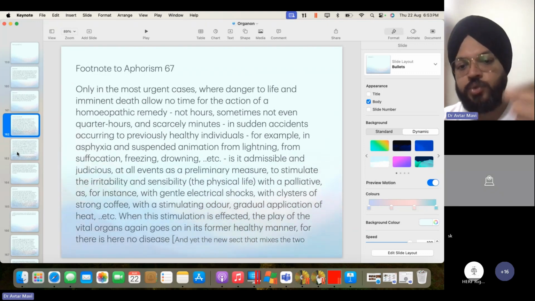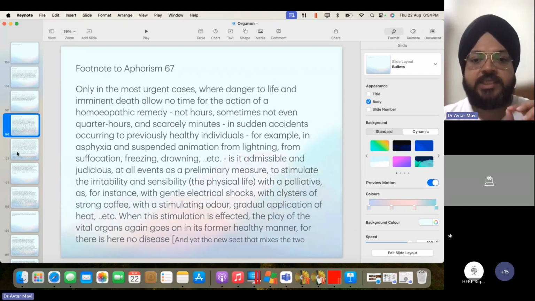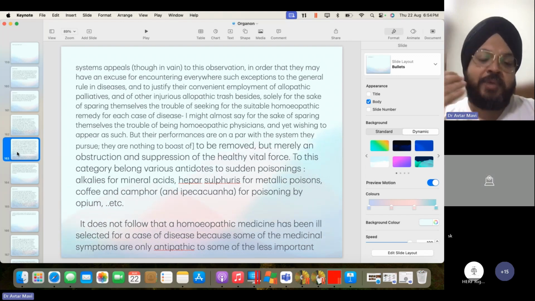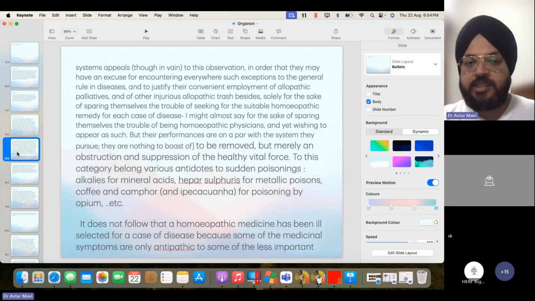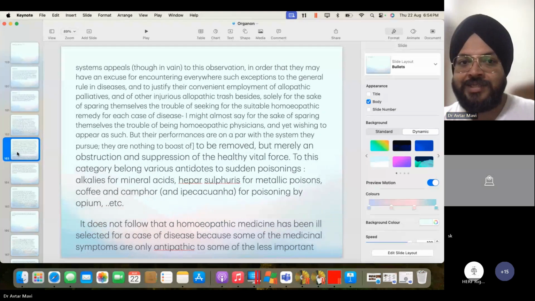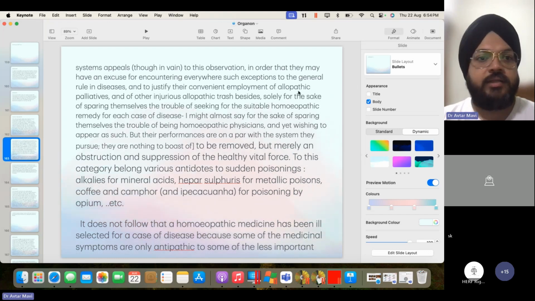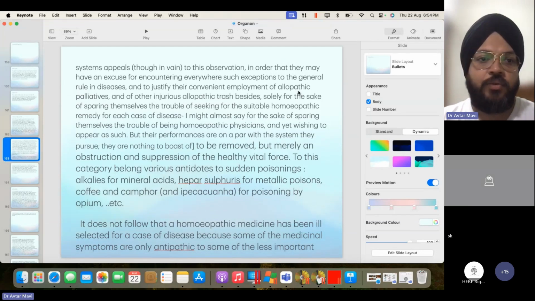So he has written that there is a new sect, a new group of people that mixes the two systems, appealing to this observation, though in vain. They take my observation, my aphorism, and they mix these two systems. And they tell people that it is written that it is a part of homeopathy. It is not a part of homeopathy. It is just a subsection which is given. Though in vain. Why? Because it does not give cure. It is just again another way to give palliative treatment, in order that they may have an excuse for encountering everywhere such exceptions to the general rule in diseases, and to justify their convenient employment of allopathic palliatives.